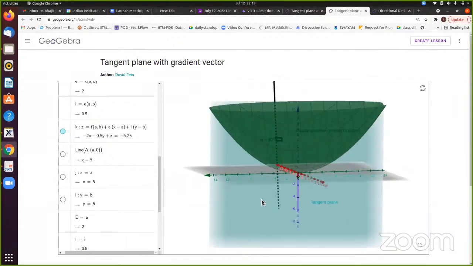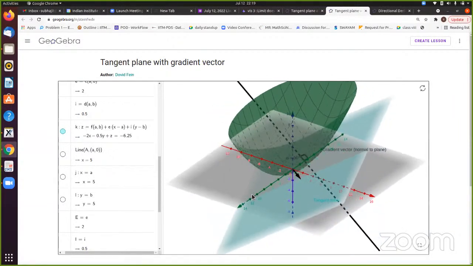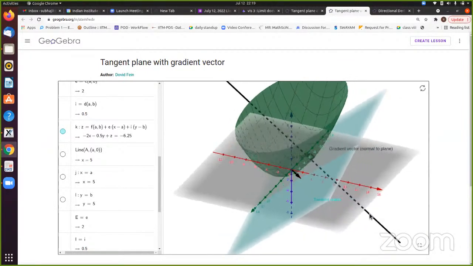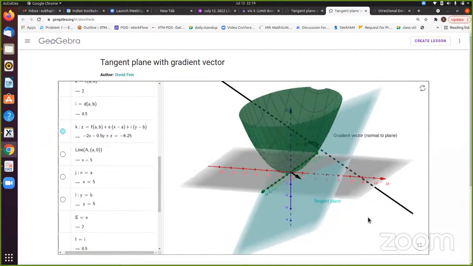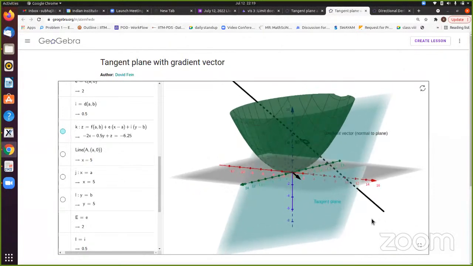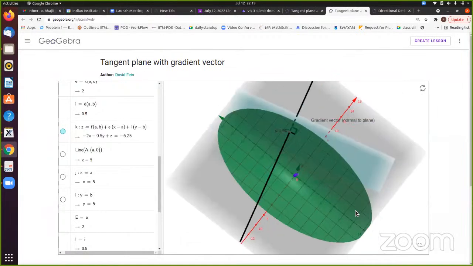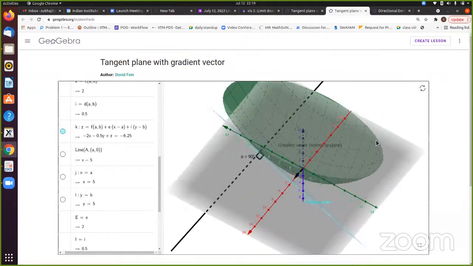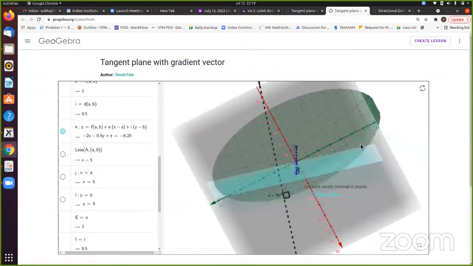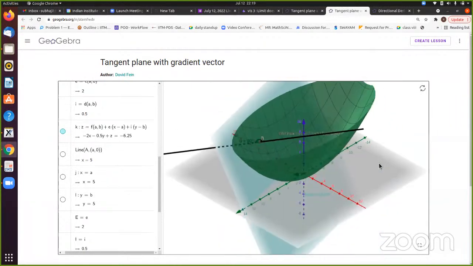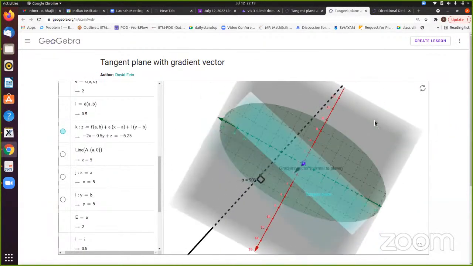What is the black line, sir? A long black line. You can see the gradient vector and this black line are parallel to each other, correct? That line is called the normal to the plane, the normal line. We don't need normal in this course, but still it is better to know what the normal is.